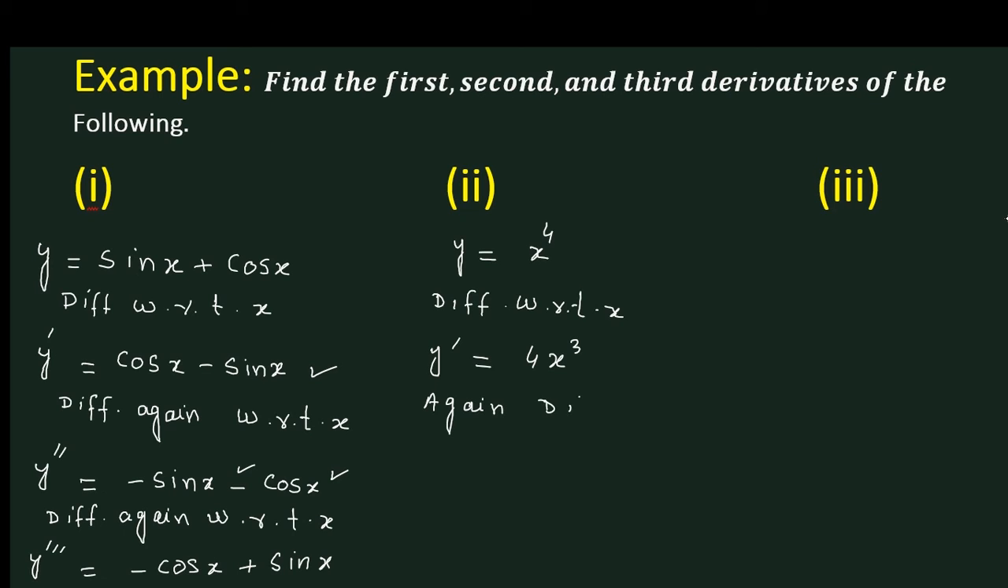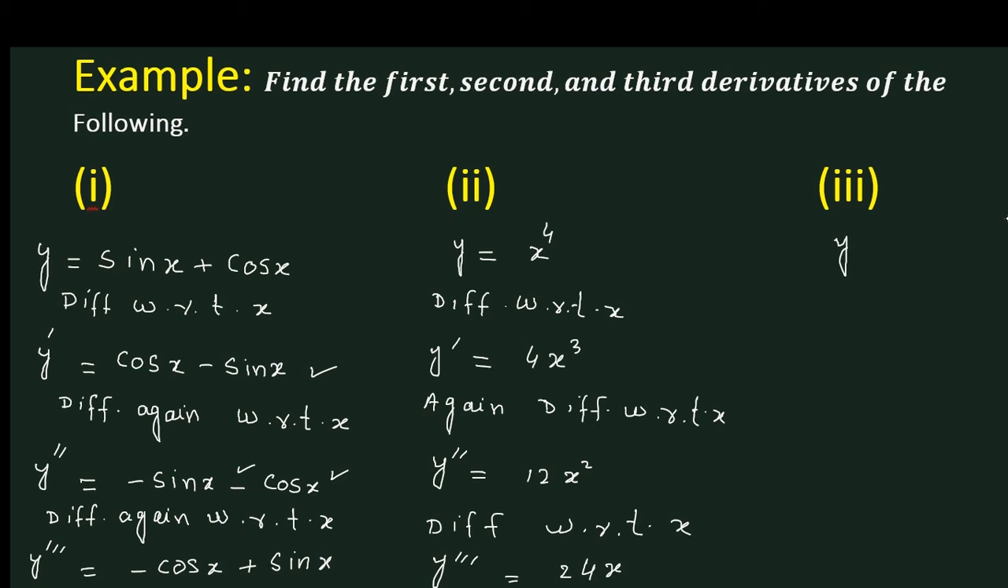In a similar way, we again differentiate with respect to x, and then it will be y double prime. The derivative of 4x cube is 12x square. Since we want to find the third derivative also, we again differentiate with respect to x. This will be represented by y triple prime, and this will be equal to the derivative of 12x square, which is 24x.